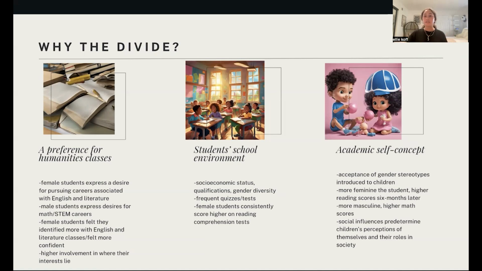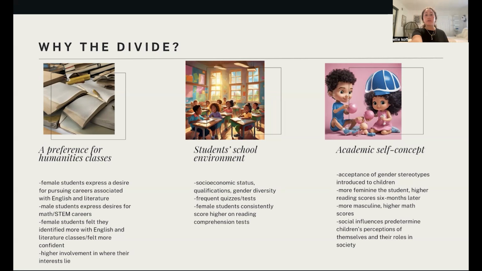Another reason that there could be this divide is the student school environment. It's important to consider the socioeconomic status of the school, the qualifications of a teacher, and the gender diversity amongst the classroom. So maybe it's an all girls or an all boys school, but a style of teaching can significantly affect a student's success in school. In a classroom, maybe where there's more frequent quizzes and tests, it was found that female students are scoring higher on those comprehension tests as opposed to their male counterparts.